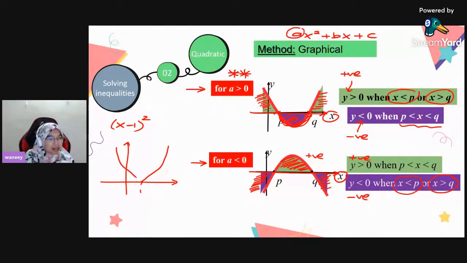Oh, not pretty, but you get the idea, right? It's supposed to be a quadratic, a very good smile graph. Okay, so as you can see for this kind of question, right? The value of y is always above the x-axis. So y greater than 0 for all values of x.